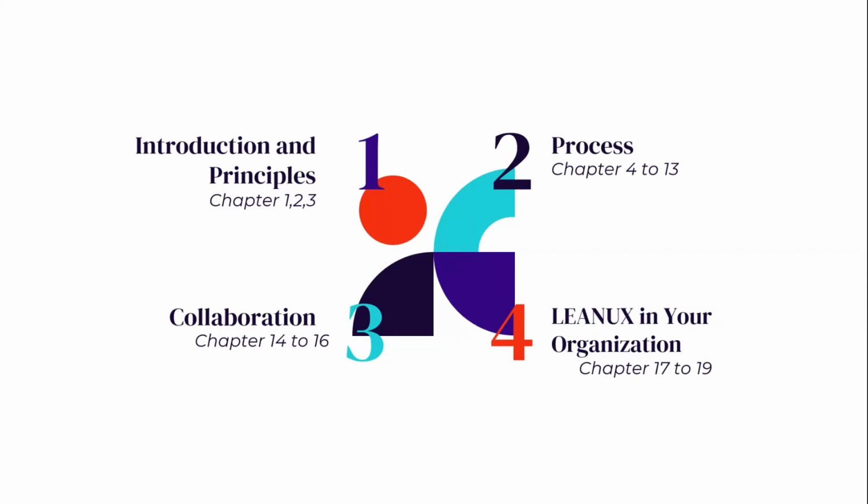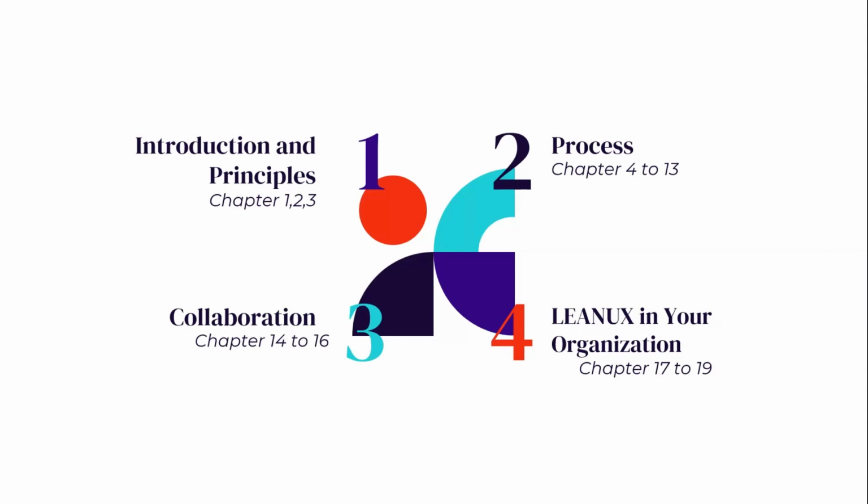Then in the third part, the author discusses how we are going to collaborate, meaning design collaboration and how Lean UX and Agile collaborate. And in the last part, it is discussed how Lean UX would be used in organizations, and what kind of mindset shifts are required to use Lean UX in one's organization. So basically, these are the four parts into which the book is divided.